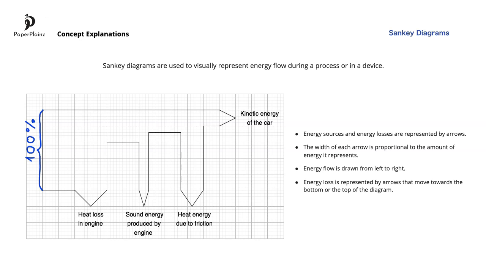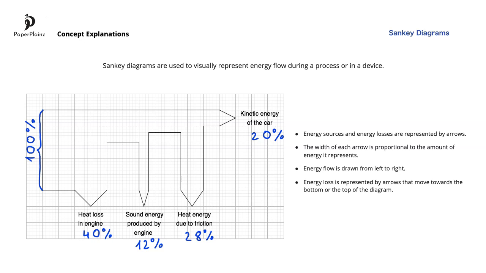The first energy loss is due to heat loss in the engine. The width of this arrow is 2 larger squares, which means that 40% of the energy is lost as heat in the engine. The second cause of energy loss is sound energy produced by the engine. This is represented by a width of 3 smaller squares, which stands for 12%. Heat energy lost due to friction is 28%, so only about 20% of the total energy produced in the engine is converted into the kinetic energy of the car.